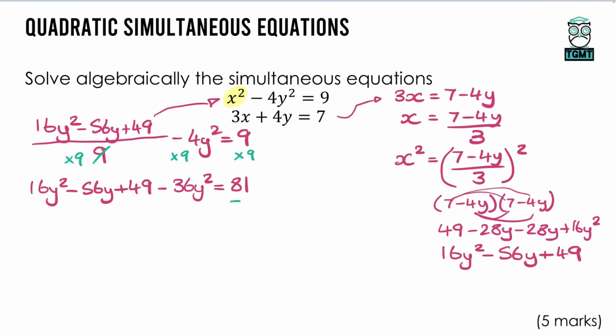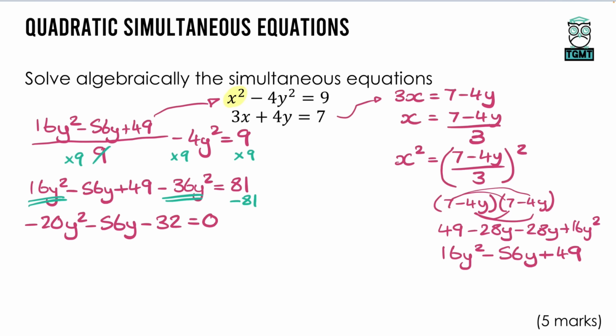I need to minus 81 and I need to combine these y squareds. 16y squared take away 36y squared would give me minus 20y squared. So I've got minus 56y, and I need to do 49 take away 81. Of course we can just do this on the calculator. That gives me minus 32, and that's now equal to 0, and it can be solved.